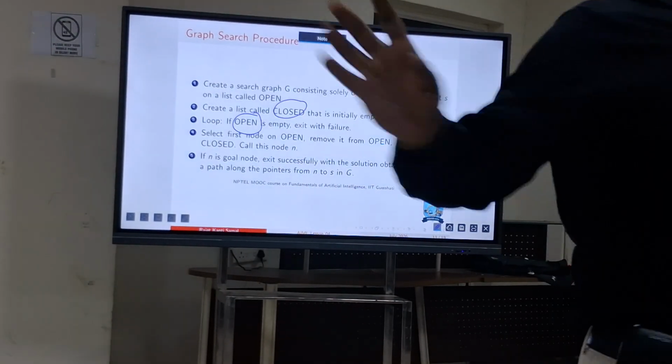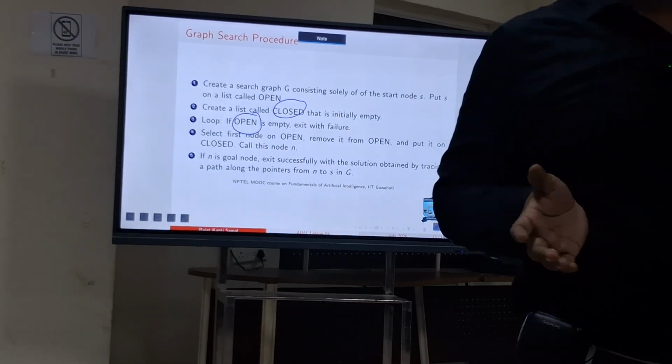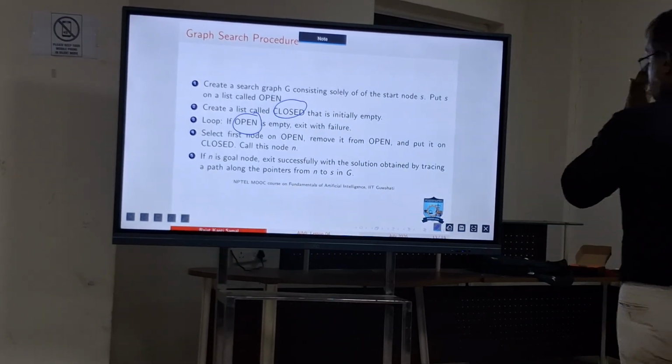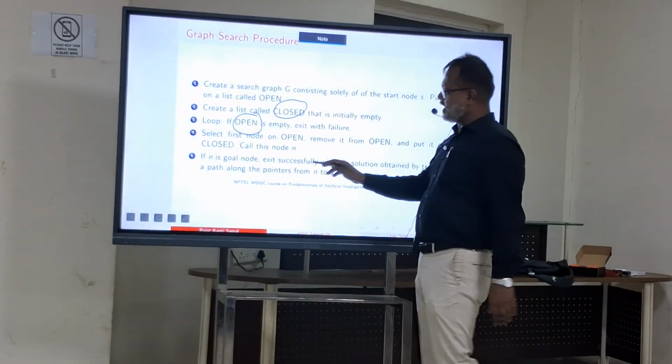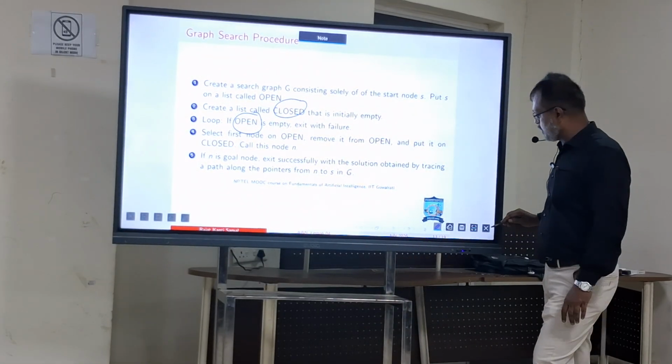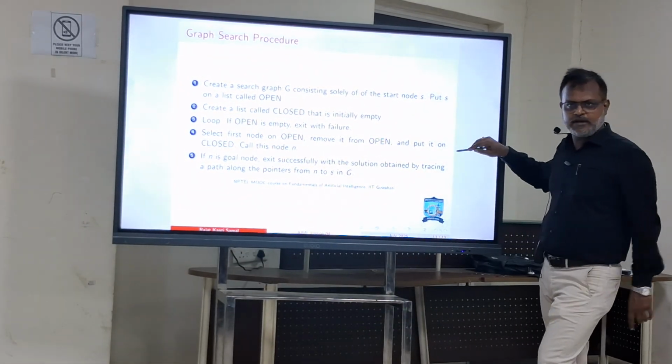Okay, open node means that you have not yet explored. Those are open nodes. So if n is a goal node, exit successfully. So from start node to goal node, go through all this in detail.